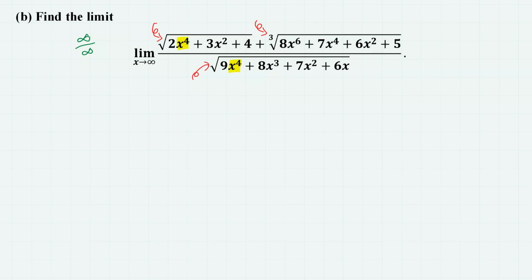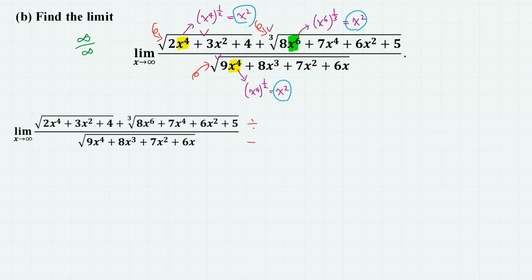First, we have x to the power of 4 terms here, but these terms are inside the square roots, so they are essentially x to the power of 4 raised to the power of 1/2, which is x squared terms. Similarly, we have x to the power of 6, but because of this cube root, it is essentially x to the power of 6 to the power of 1/3, so x squared. Therefore, the highest degree we can find here is x squared. So we divide both numerator and denominator with x squared.